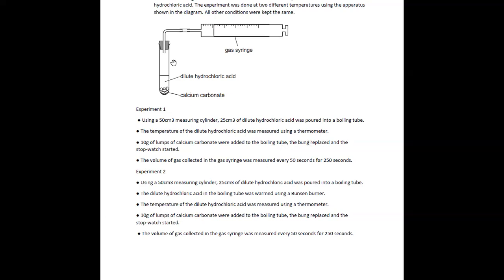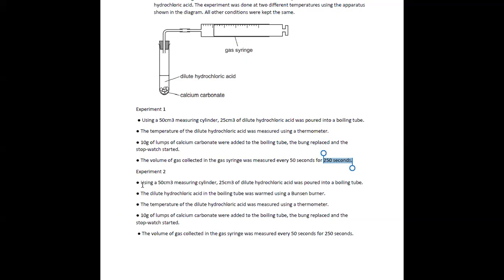The bung replaced. This is the bung over here. The purpose of the bung is to make sure that none of the gas actually escapes into the environment and all of it goes into our gas syringe. The volume of the gas collected in the gas syringe was measured every 50 seconds for 250 seconds. So the total time for the experiment is 250 seconds, and after every 50 seconds, you're noting down the volume of the gas, the reading on the gas syringe. That is experiment number 1.